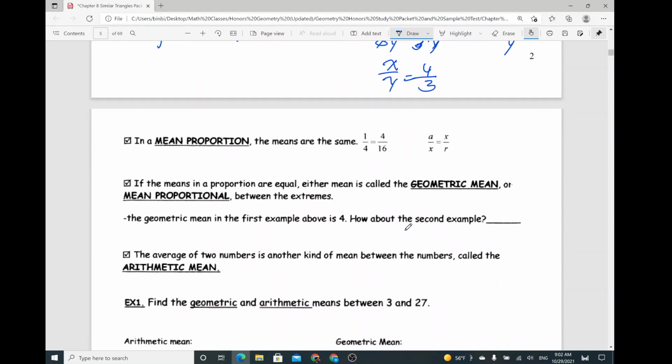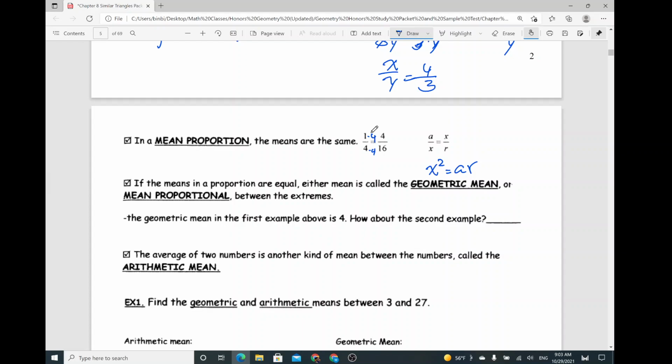In a mean proportion, the means are the same. For example, 1 over 4 equals 4 over 16. Once you multiply by 4 top and bottom, you end up with 4 over 16. Likewise, a over x equals x over r, which says that x squared equals a times r. If the means in a proportion are equal, either mean is called the geometric mean, or the mean proportional between the extremes. The geometric mean in the first example above is 4. So how about the second example? The geometric mean here.